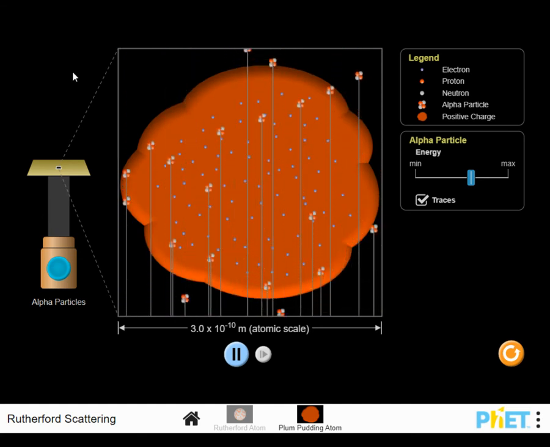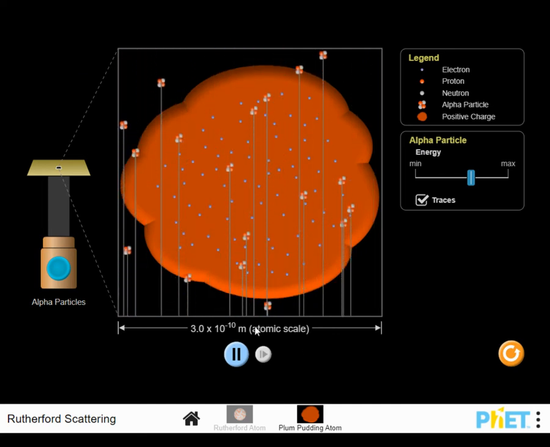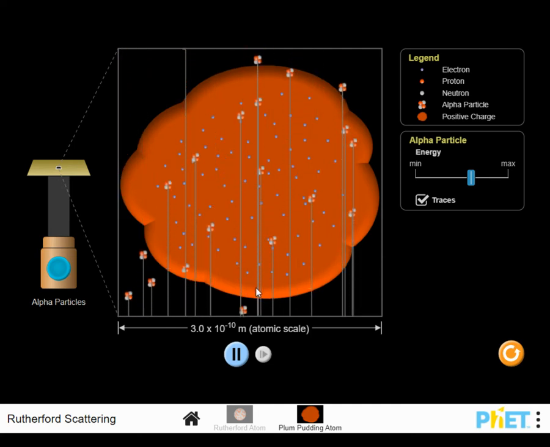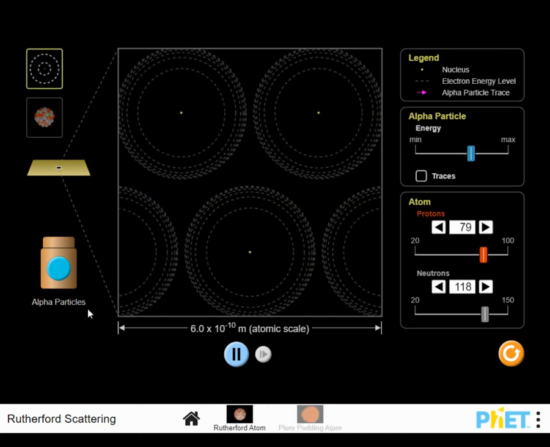So go ahead and answer number 1, where it's asking you what type of path the alpha particles take. You're seeing it's a straight line path. Okay? You can hit pause if you need to, but I'm going to go ahead through the instructions. It says click the Rutherford atom square. So that's right down here at the bottom, Rutherford atom square.